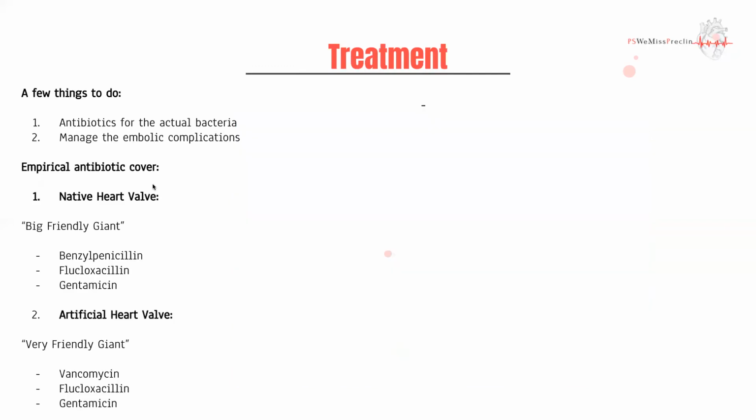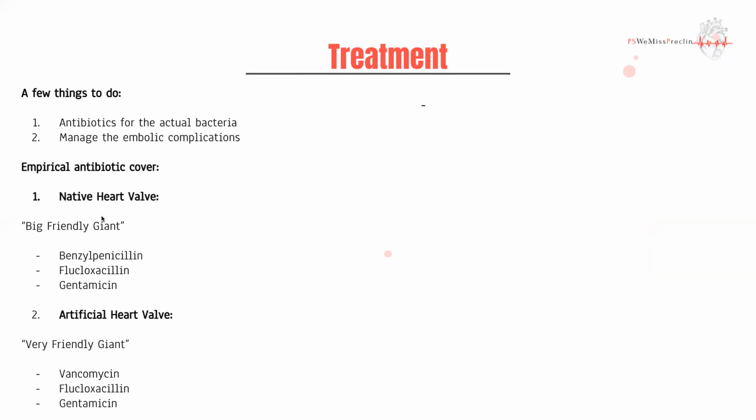In terms of treatment, we want to manage the infection itself, obviously giving some antibiotics, and then manage the embolic phenomena as well. In terms of antibiotics, two good mnemonics I've learned are BFG and VFG. The first thing we need to ask ourselves is, does the patient have native heart valves, or has the patient had an artificial heart valve?